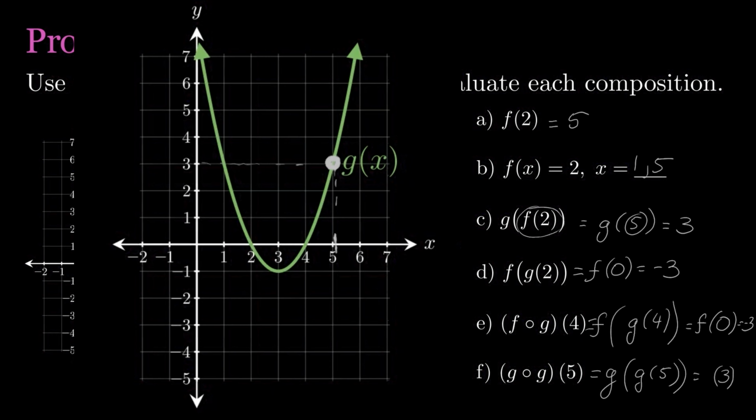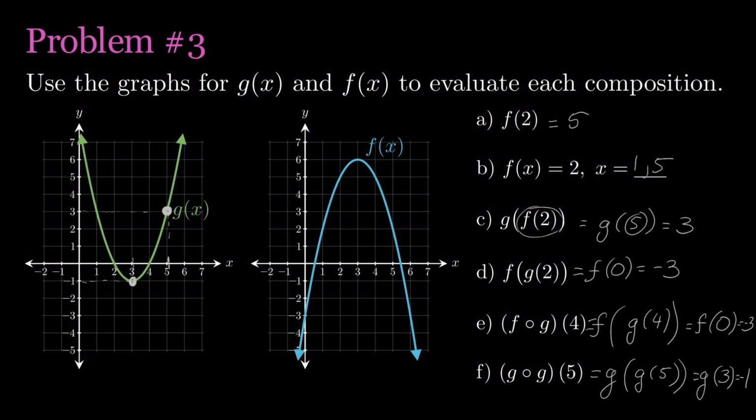Now we apply the function g to that number 3. And g of 3 is found by first looking at the point whose x-coordinate is 3 on the graph of the function g. And we identify its y-coordinate, that is -1. And that is the final answer for part F. G of g of 5, or g composed with g of 5, is -1.